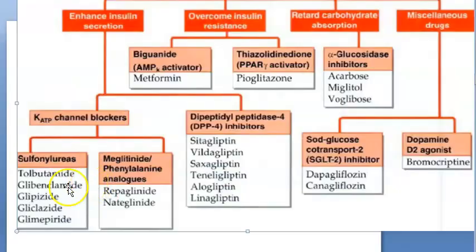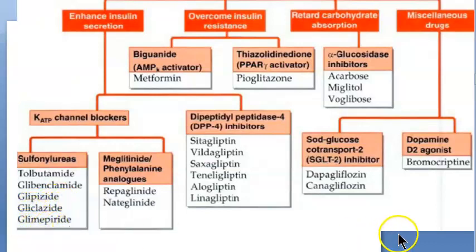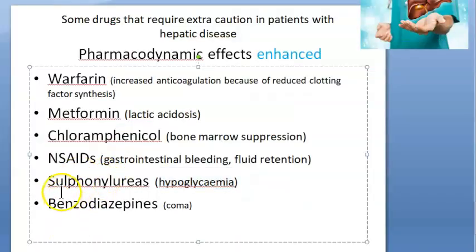So what are the sulfonylureas? Tolbutamide, glibenclamide, glipizide, gliclazide, glimepiride. Can you remember at least two? Glimepiride, glibenclamide. Okay, good. All these Glis are sulfonylureas. They enhance insulin secretion by blocking potassium channels. They are oral anti-diabetic drugs. Very good. So here you should be careful while giving in patients with hepatic disease.